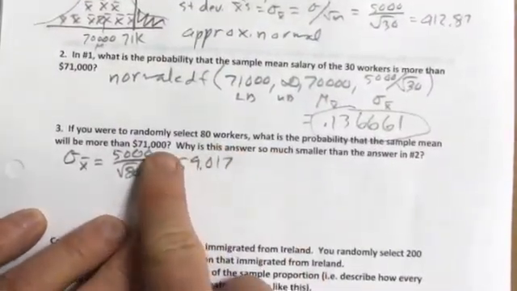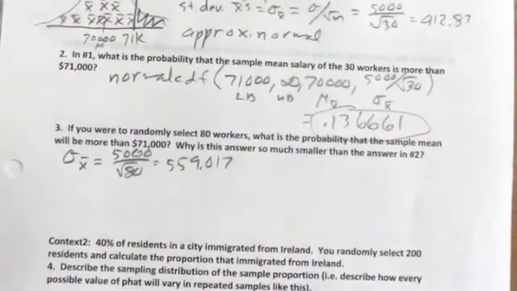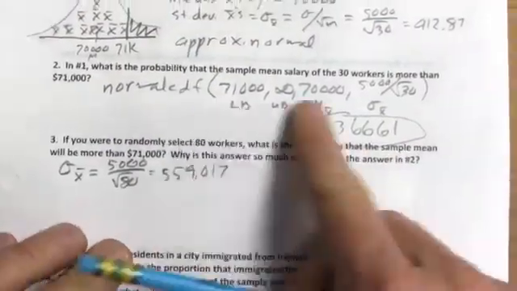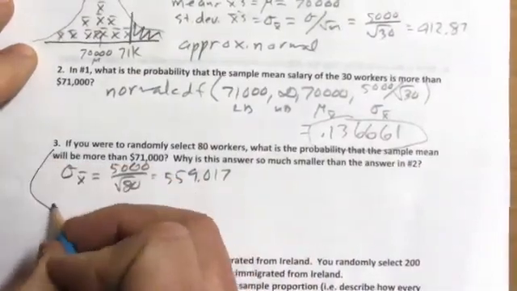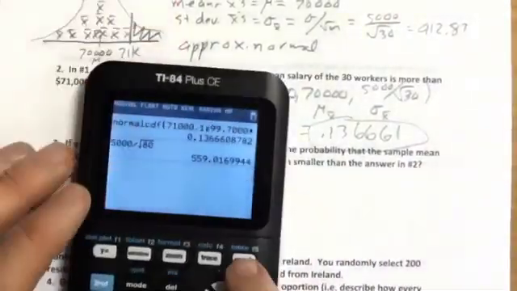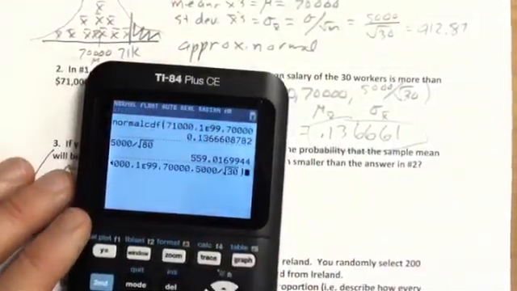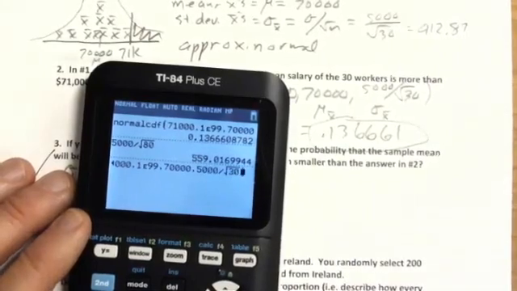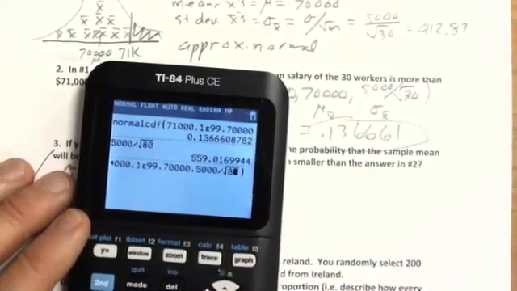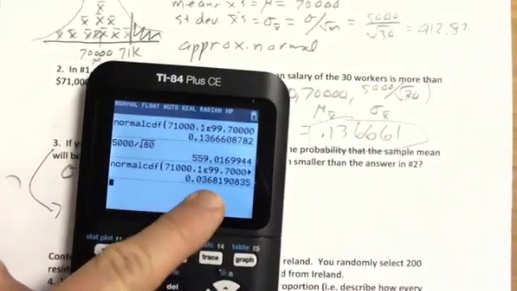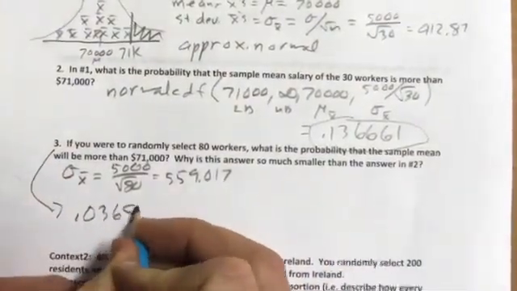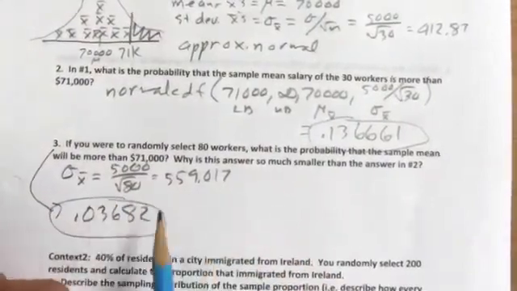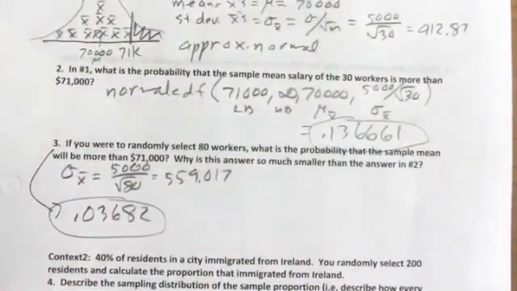What's the probability of the sample mean to be greater than 71,000? So this will be the same thing, except we're changing this to 80. I won't write all that out, but we'll do normal CDF again, and then we'll just change our sample size to 80. Okay, and so we get 0.03682, which is certainly less than 0.05. So that's a statistically significant result.